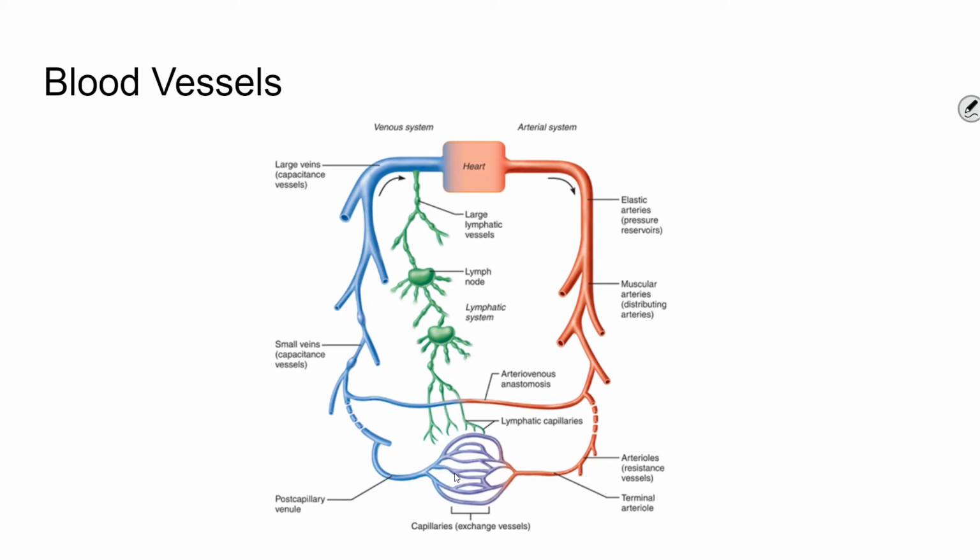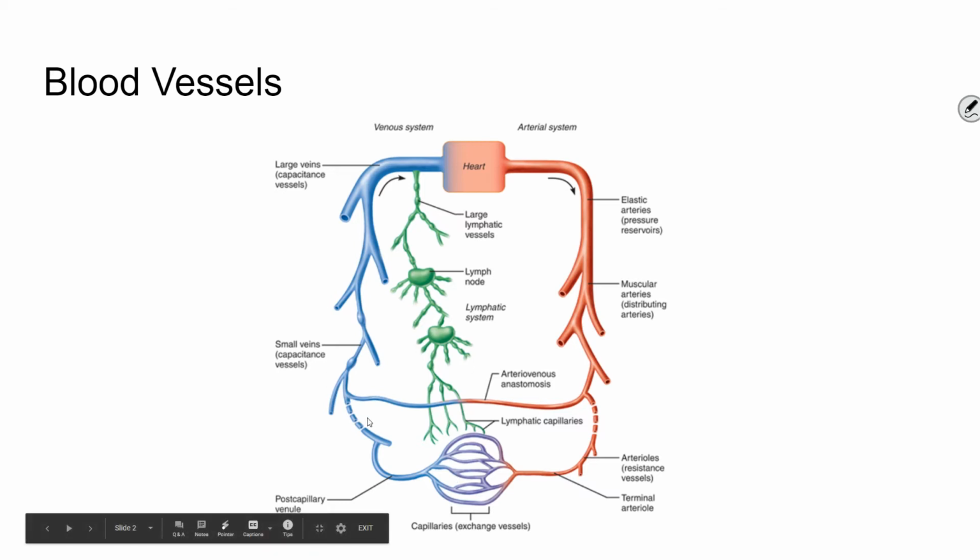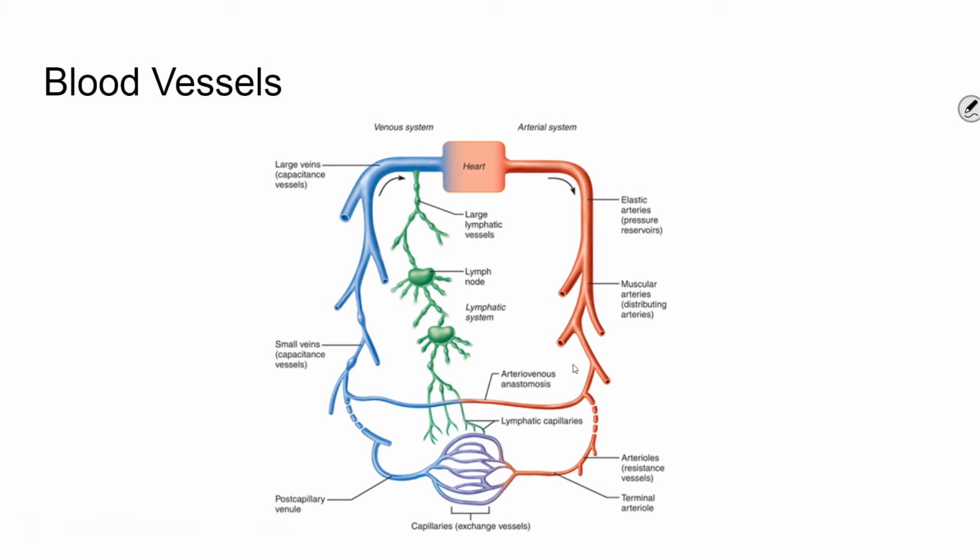And then the veins are what return blood to the heart. As you can see, it's like a tree. Veins get bigger and bigger as they get closer to the heart, whereas arteries get smaller and smaller as they get further away from the heart. It kind of makes sense.